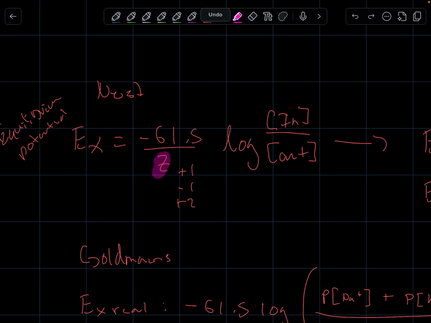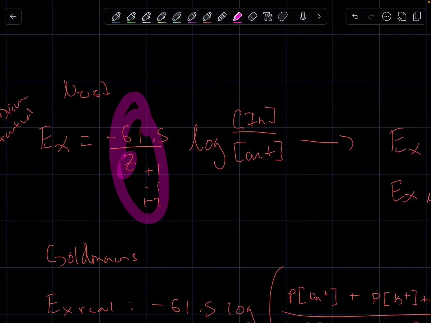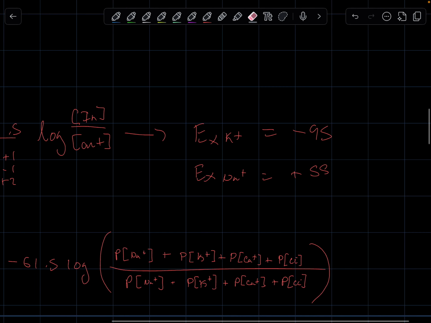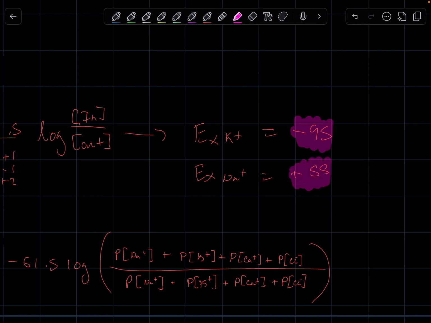We see the Z right here. That is the charge of the ion, so it's either +1, -1, +2, right? And we multiply this whole portion times the log of the concentration of the ion outside the cell over inside the cell. Now, I already calculated that for potassium and sodium, as seen here. The equilibrium potential for potassium is negative 95 here, and for sodium is positive 55.